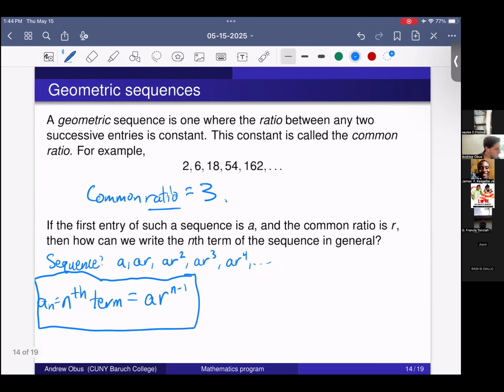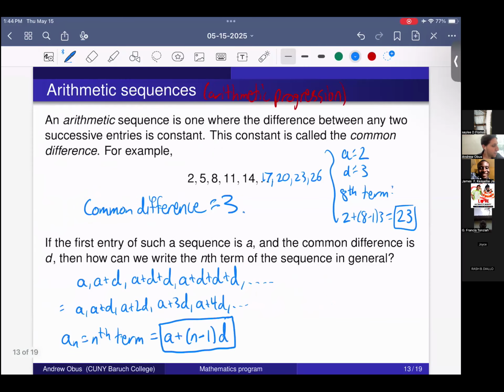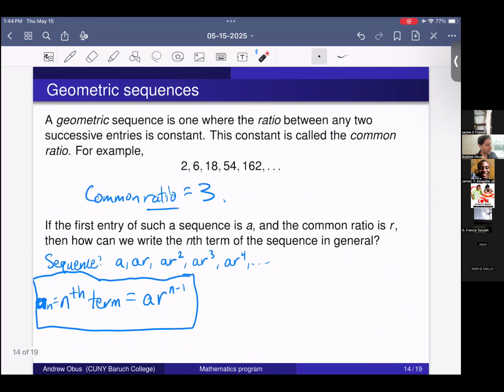Okay. So the nth term in a geometric sequence is going to be a times r to the n minus 1. Okay, and we'll compare it to what we had for an arithmetic sequence, which is a plus n minus 1 times the common difference. Here we have a times the common ratio raised to the n minus 1. So this is the formula for the nth term of a geometric sequence.